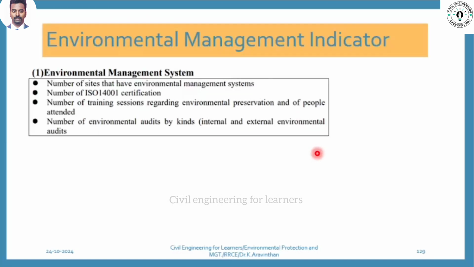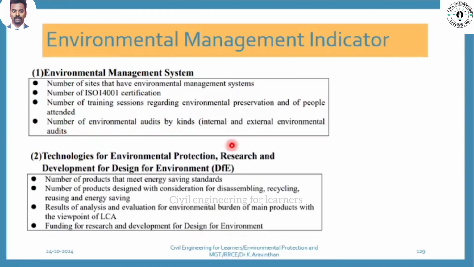Now, how many parameters have we looked at in the operational performance indicator? 9 parameters. Now, the second thing is environmental management indicator, EMI. First one, environmental management system, ISO 14000. An industrial organization should have what certificate? ISO 14001 certificate. So this comes under environmental management system. Number of audits taken. Number 2, technology for environmental protection, research.